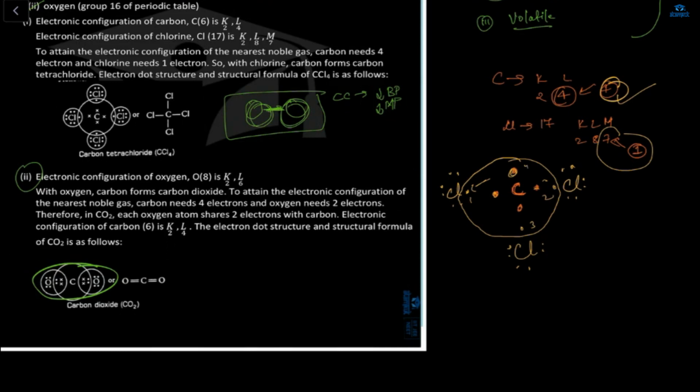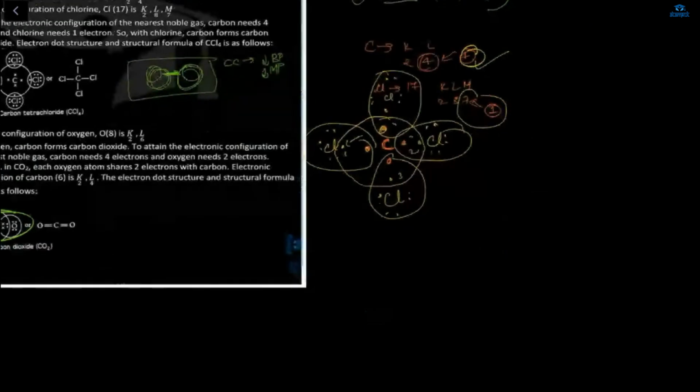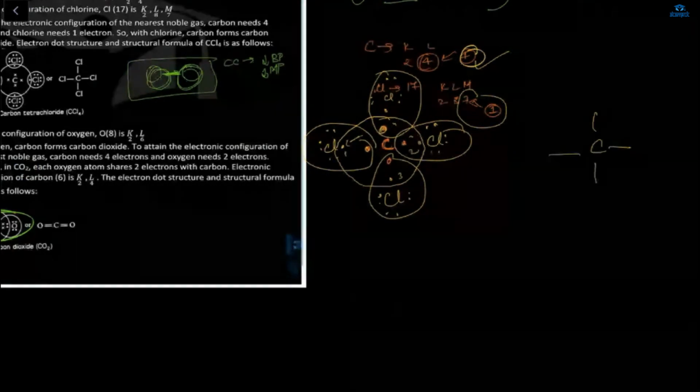Here also I'll make one chlorine. I forgot to make one, two, three, four, five, six, seven. Okay, and how much chlorine? Chlorine needs only one. So chlorine will combine like this, and this. So carbon will be bonded with 4 chlorine.